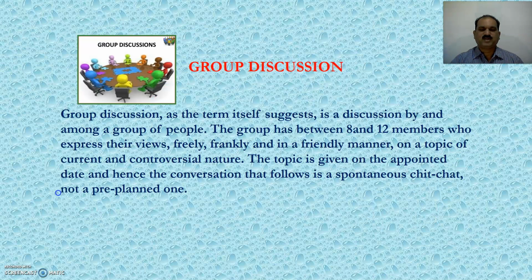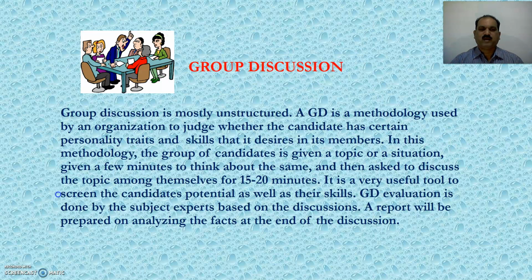So let's see what is group discussion. Group discussion, as the term itself suggests, is a discussion by and among a group of people. The group has between 8 and 12 members who express their views freely, frankly, and in a friendly manner on a topic of current and controversial nature. The topic is given on the appointed date, and hence the conversation that follows is a spontaneous chit-chat, not a pre-planned one. Group discussion is mostly unstructured.